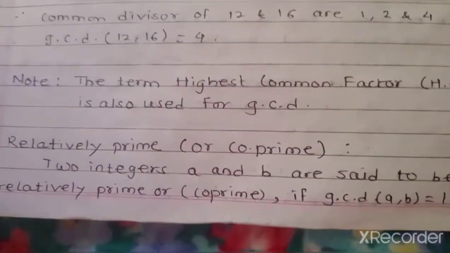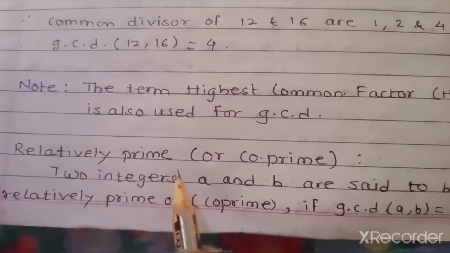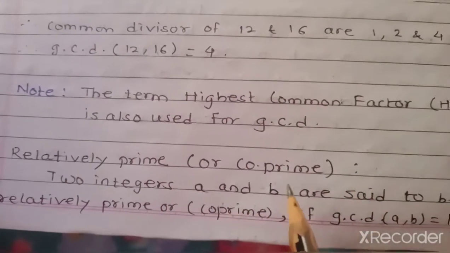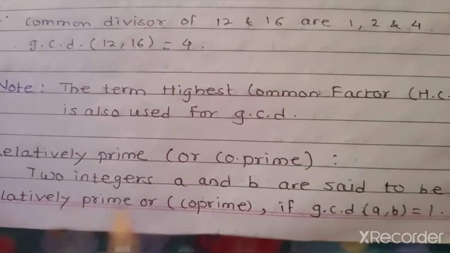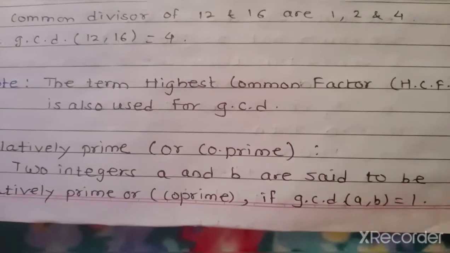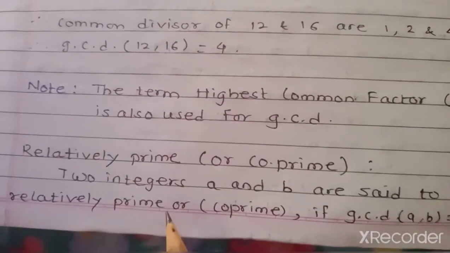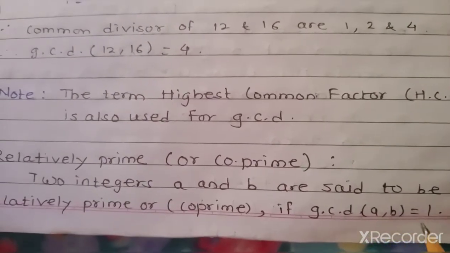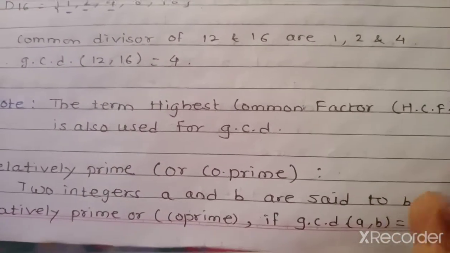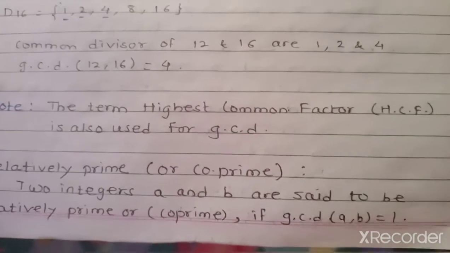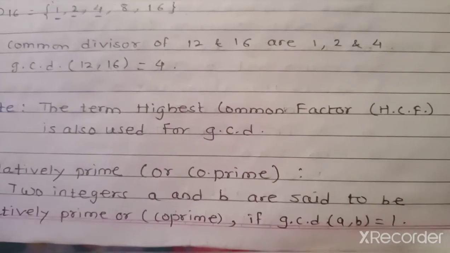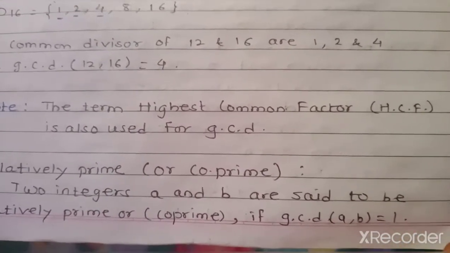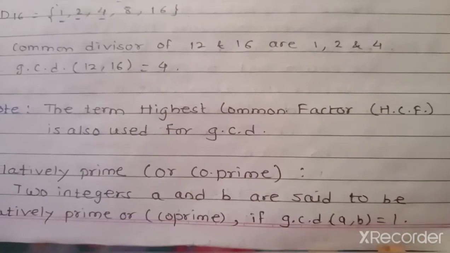The next definition is relatively prime, or we also call it co-prime. Two integers small a and b are said to be relatively prime or co-prime if GCD of a, b is equal to 1. If we are given any two integers and we find the GCD of those numbers, and it becomes 1, then we say those numbers are relatively prime or co-prime.